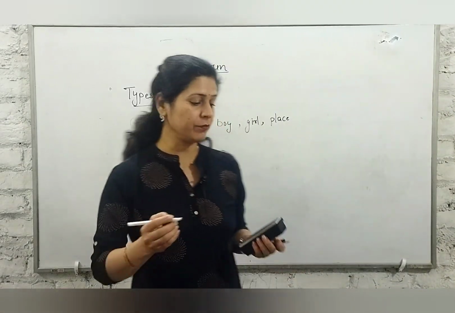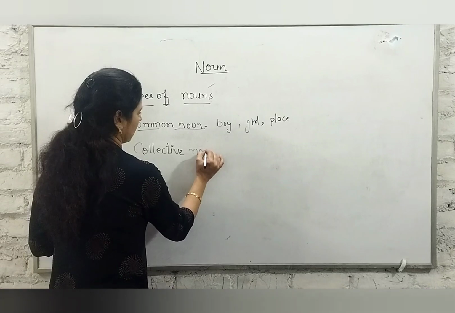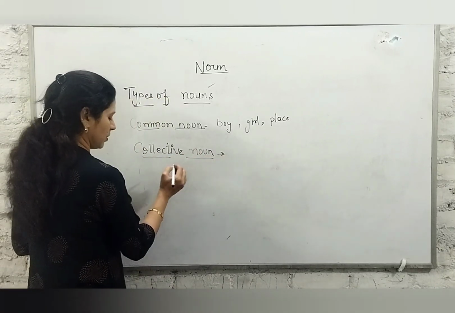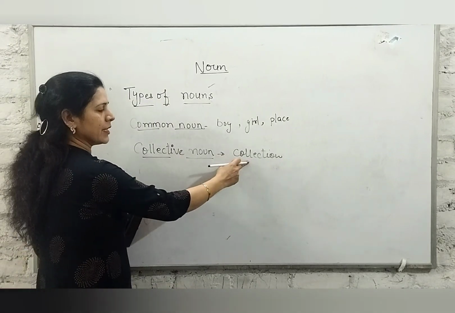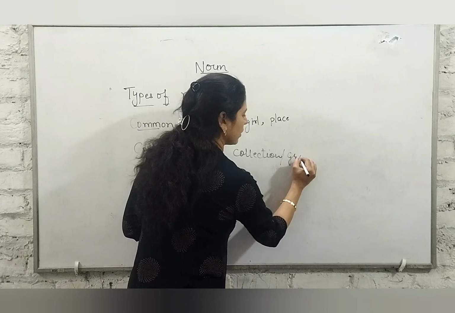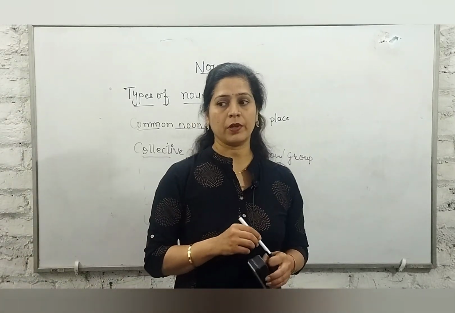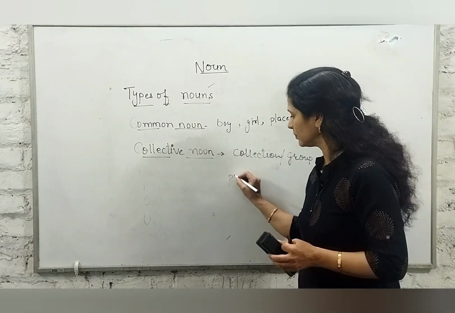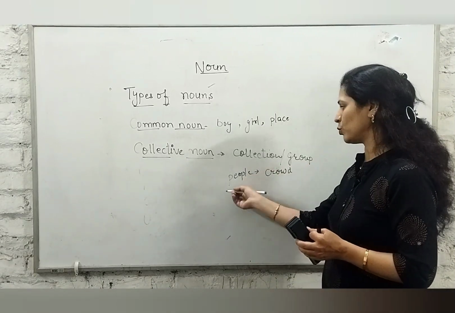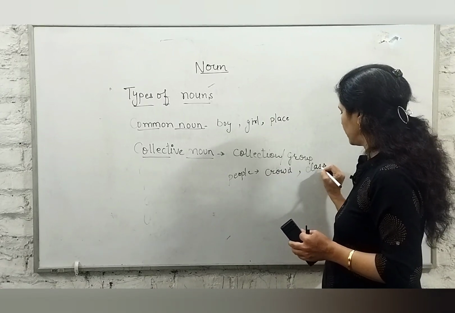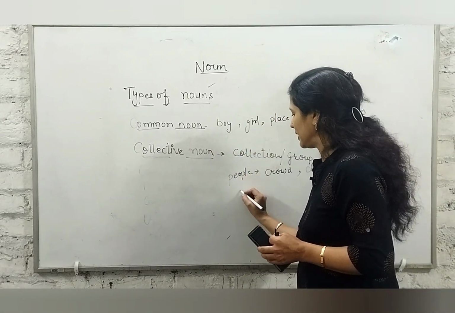Next one is collective noun. Collective means you have to just focus on the word collection, right? Collective means collection, or you can replace the word collection with group. Collection of something or group of something. Now, group of what? Group of people may be known as a crowd, right? Group of students may be called a class. Group of things, let's take the example of keys. A group or collection of keys is a bunch, correct?